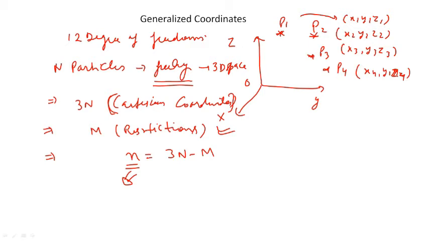Suppose the position coordinates of the ith particle, if there are n generalized coordinates, then we can write xi is equal to xi of q1, q2, q3, qk up to qn. If it is a constraint which is time dependent, then we can write it in terms of time also. It will be a rheonomic constraint.